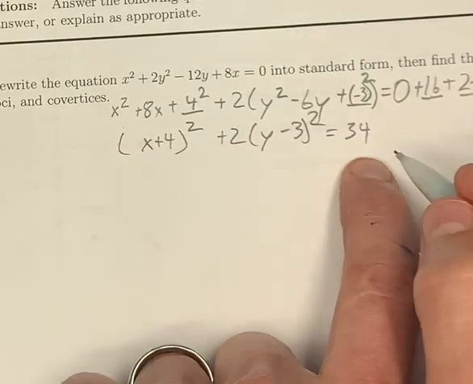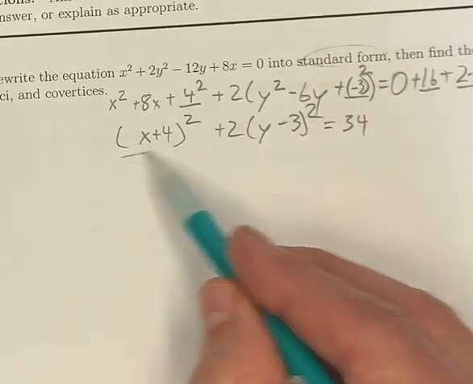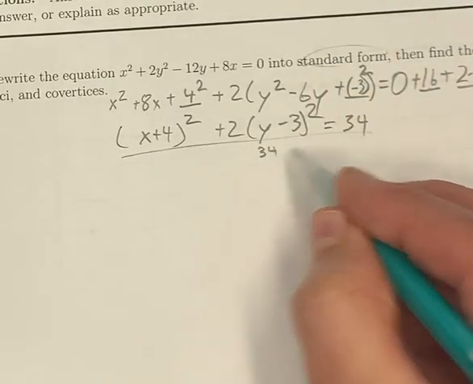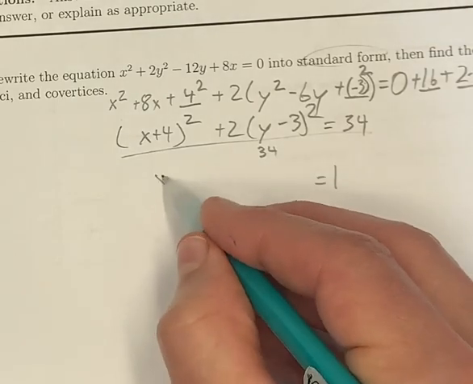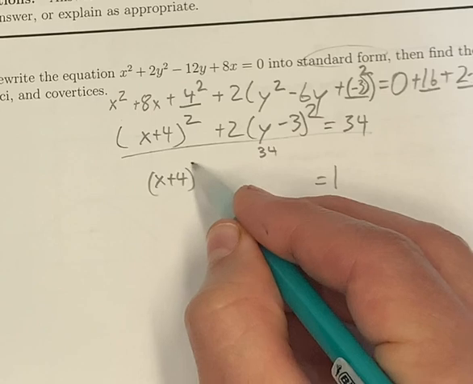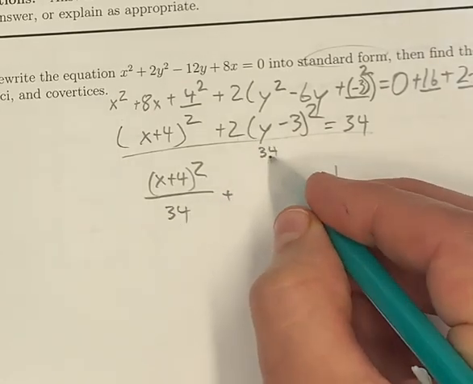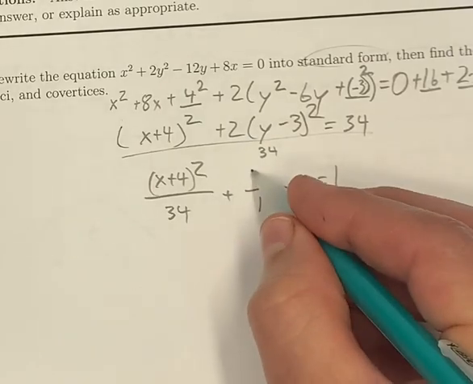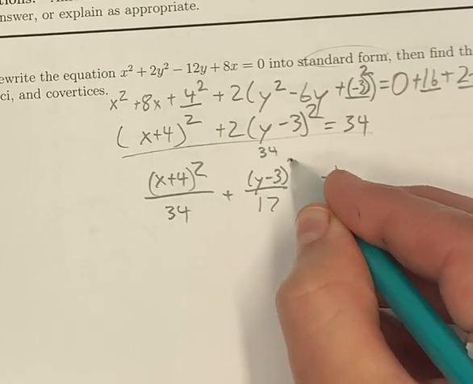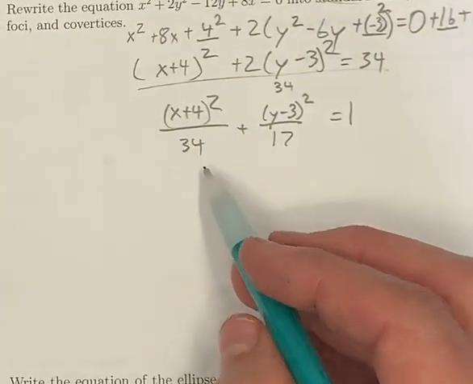But I need a 1 to get it in standard form, right? Standard form is the key. So I'm going to divide everything in sight by 34. That puts a 1 over there. Gets this as x plus 4 squared over 34. This has 34 divided by 2, so this has 17 downstairs. Okay, so this is standard form.